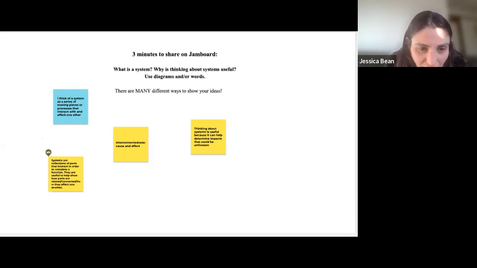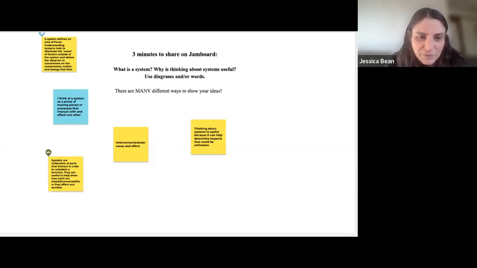Systems are collections of parts that interact in order to complete a function. Okay, useful to show how parts are related, connected, how they affect one another. A system defines an area of focus. So interesting. So thinking about maybe boundaries.